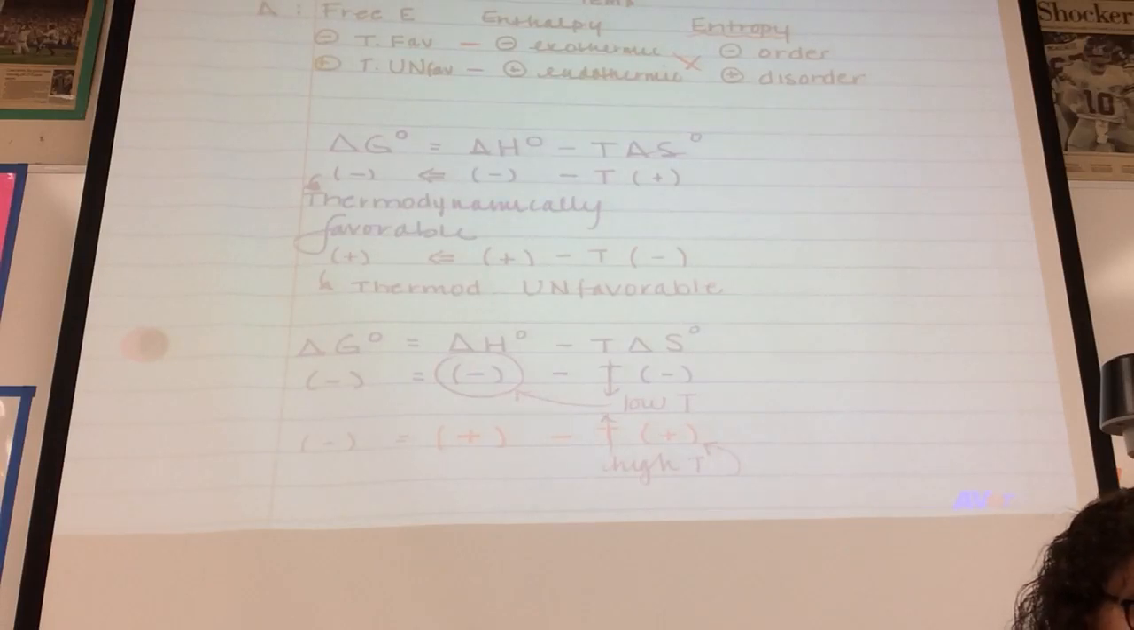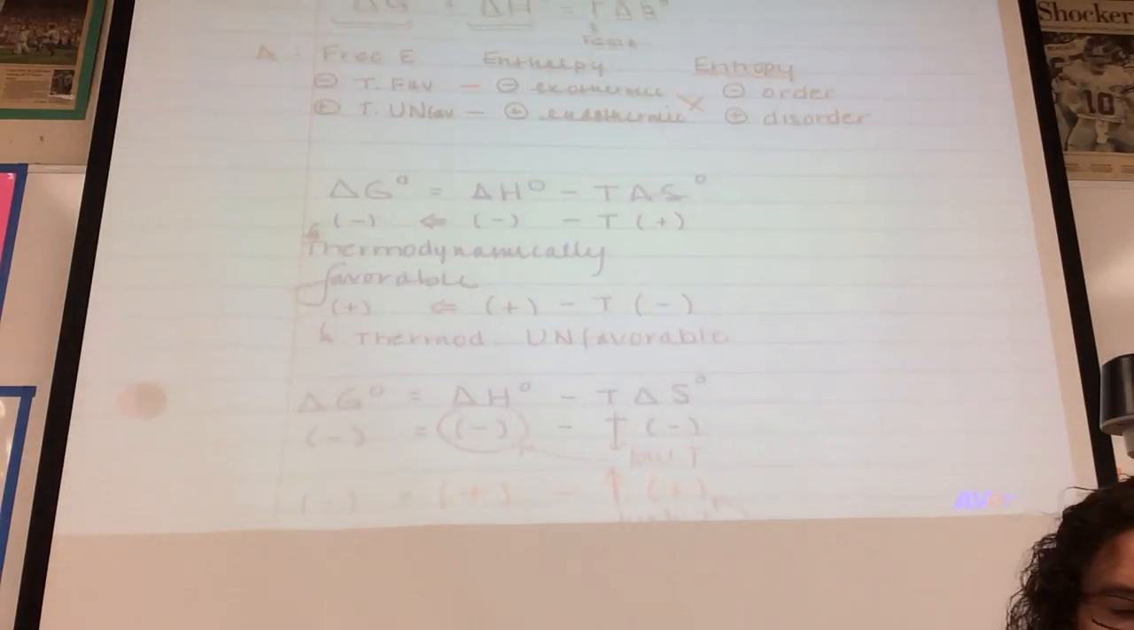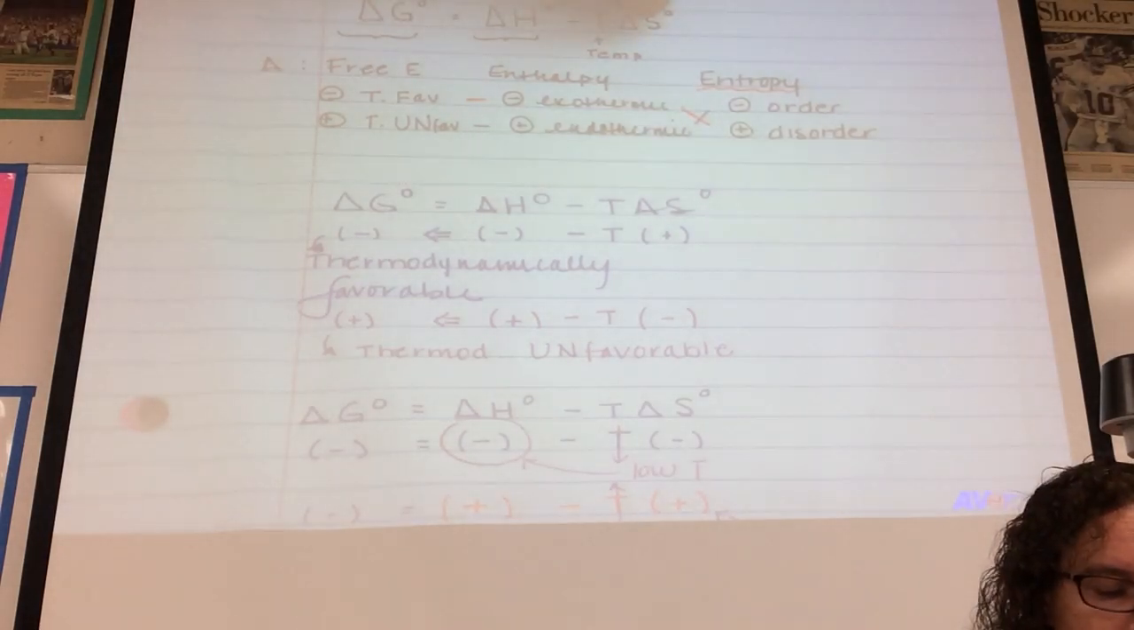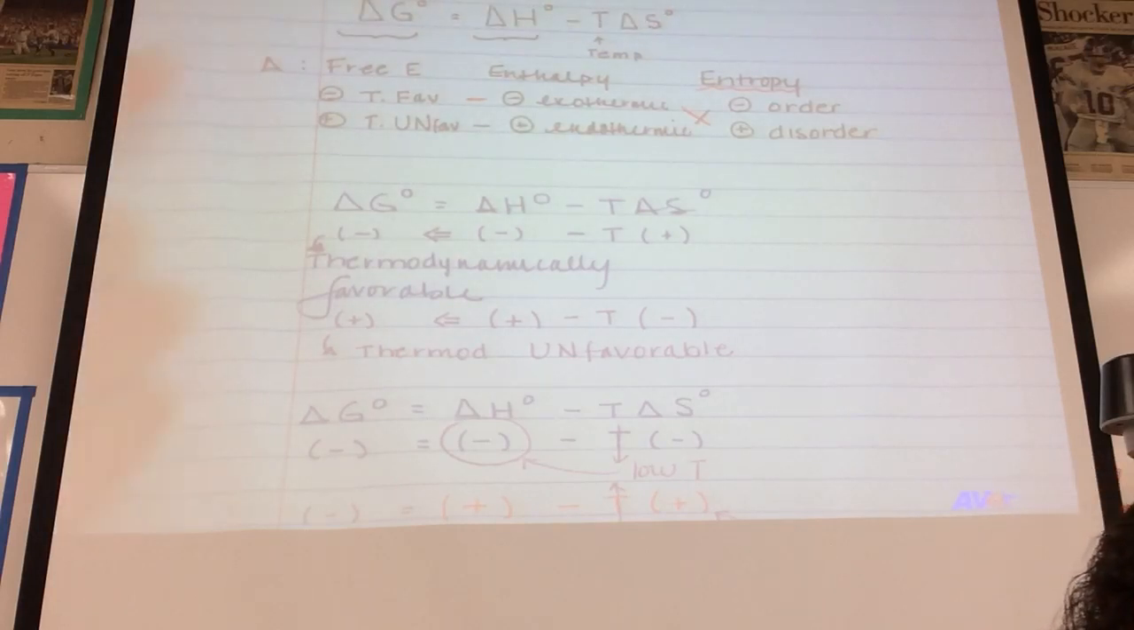But truly, in finishing out the chapter, you want to understand how enthalpy, temperature, and entropy together determine thermodynamic favorability, which is determined by delta G. And that will close out your thermodynamic chapter.